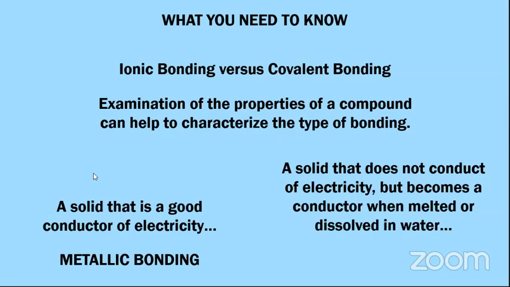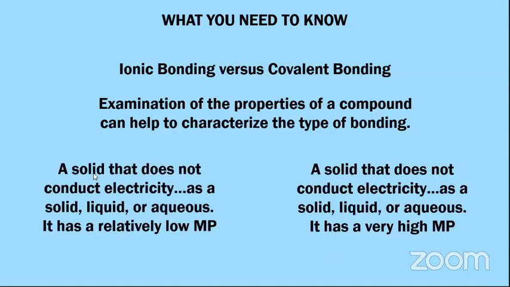If a solid does not conduct electricity as a solid, but can become a conductor when either melted into a liquid or dissolved into water, that's a good characteristic of ionic bonding. So things like sodium bromide or potassium chloride or aluminum nitrate, those would be compounds that while they don't conduct electricity, when dissolved in water or melted, they do become conductors.